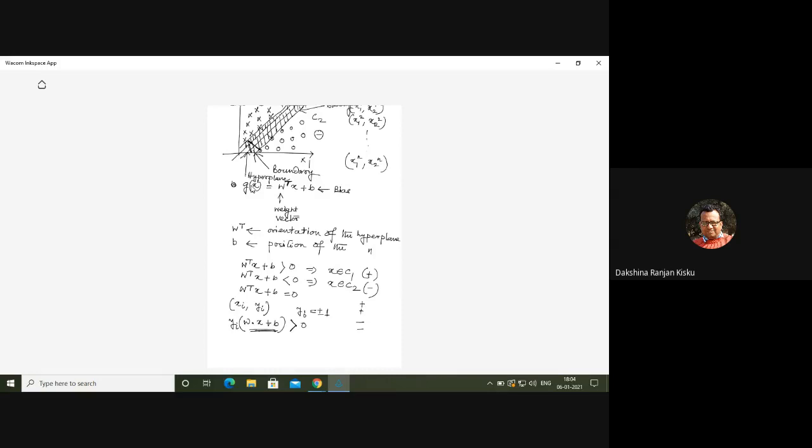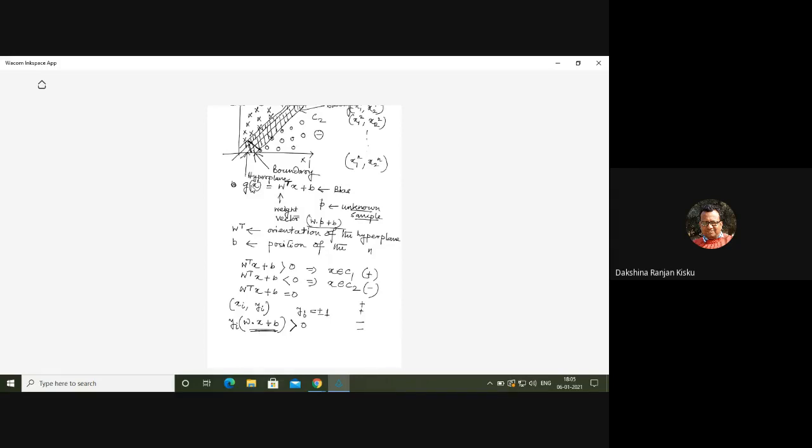Now if we have an unknown sample P, a feature vector P, then we will put this P in this linear discriminant function. In place of X, we will write W dot P plus B, and since here Yi is unknown, P is an unknown sample. By putting the feature vector P in this linear discriminant function, we will see what is the sign of this linear function.